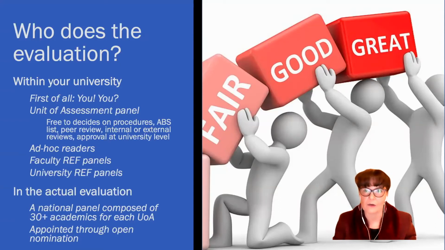So then the next question I think a lot of people had is, well, who actually evaluates my publications? And there's two answers to this. It first happens within the university before the submission is put together. And then it happens in the actual evaluation at the national level. The evaluation at the national level will happen next year in 2021. And that's done by a panel of academics. And there's usually about 30 or 40 in each unit of assessment. And they are usually senior academics. Most of them are professors, not all of them. And they are appointed through open nomination. You can self-nominate, other people can nominate you. So that's a small group of academics, usually from the UK, although there are also some international academics there.